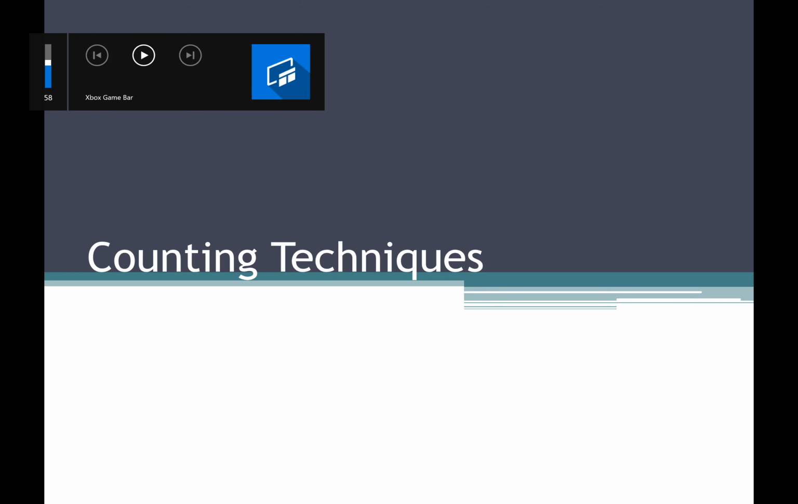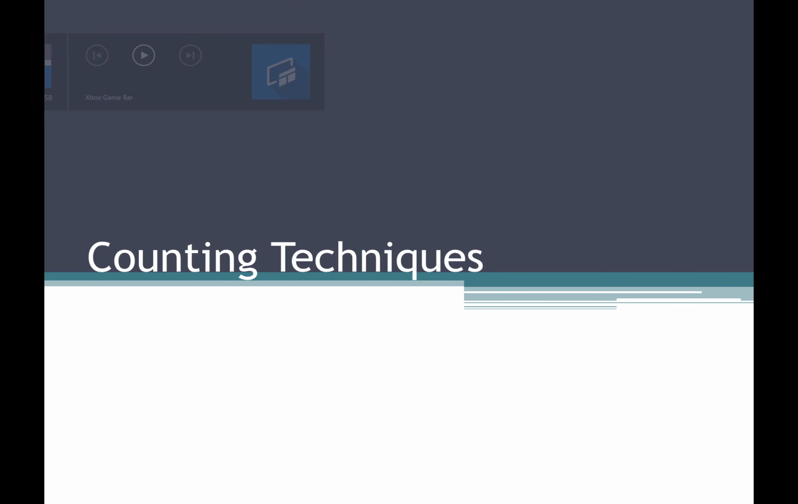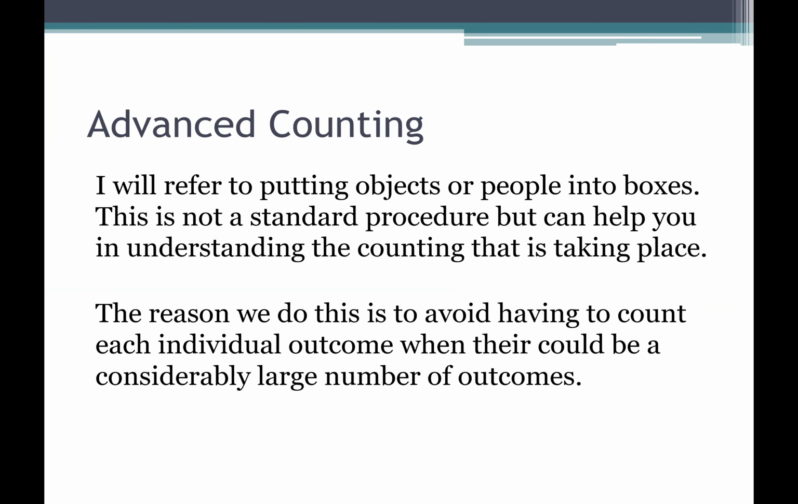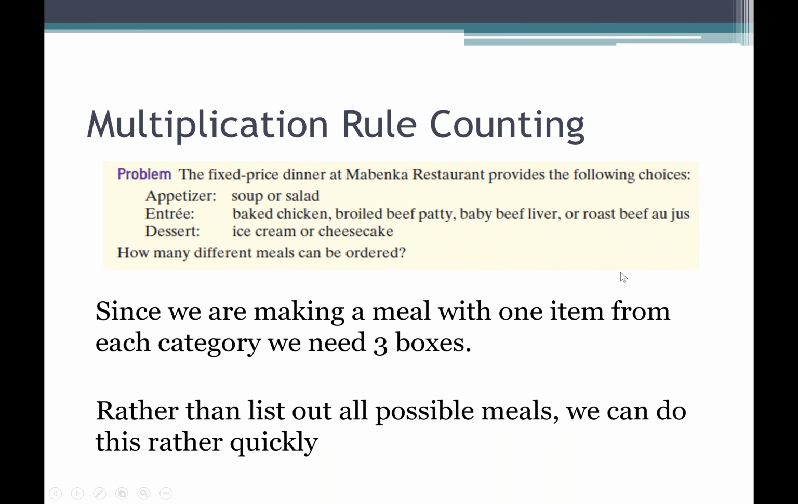For today's lesson, we're going to talk about counting techniques, and these are your permutations and combinations. I'm going to refer to putting objects in boxes or people into boxes. This is not standard procedure, but it can help you understand the counting that is taking place. The reason we do this type of counting is to avoid having to count each individual outcome when there could be a considerably large number of outcomes.